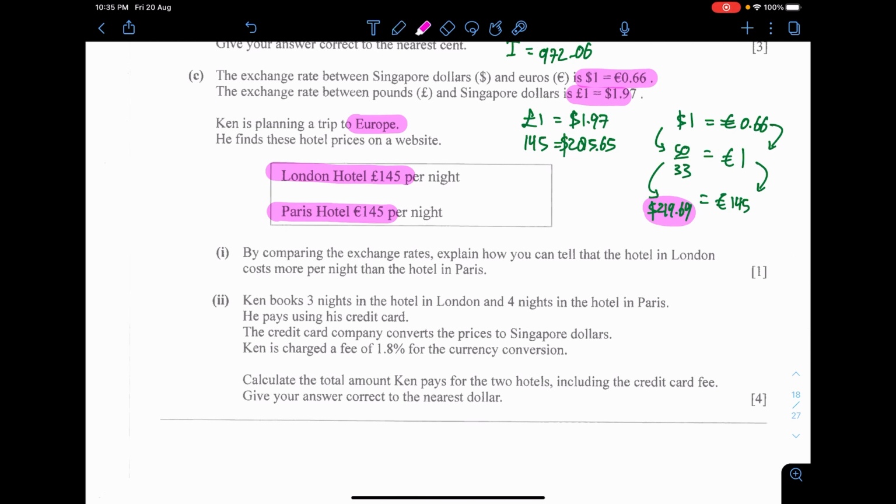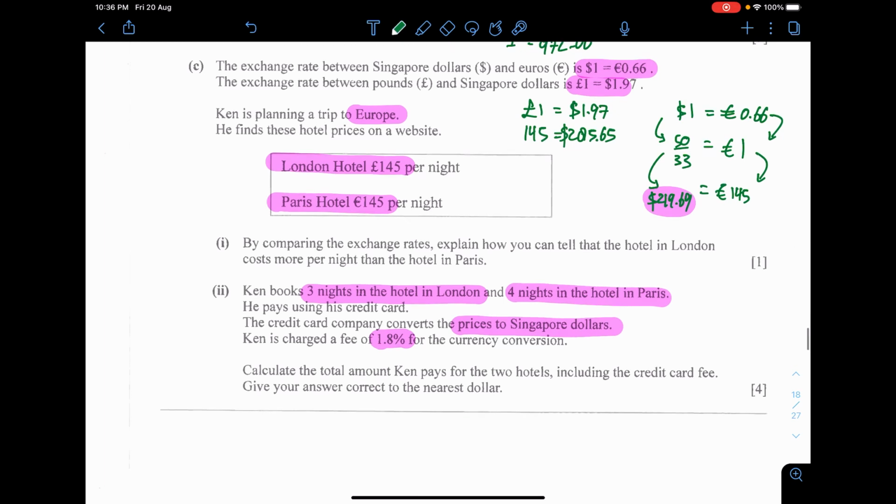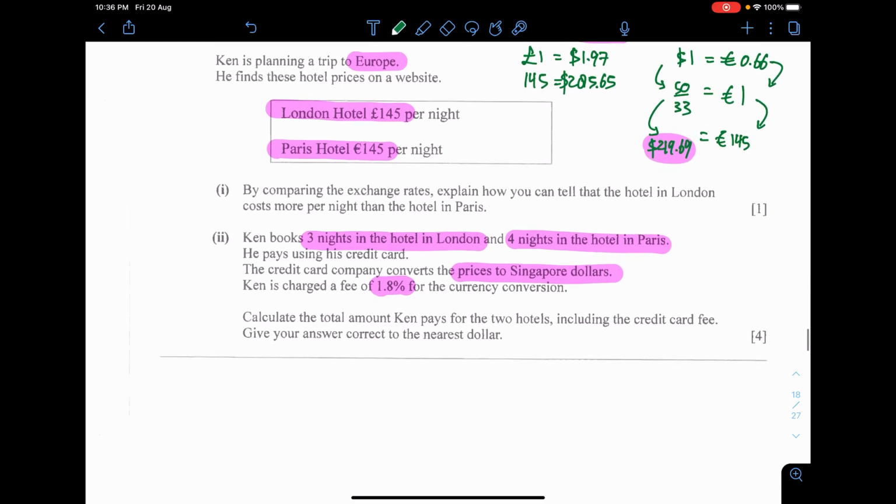Anyway, next. Ken booked 3 nights in the hotel in London and then 4 nights in the hotel in Paris. He pays using credit card. The credit card company converts the prices to Singapore dollars and charges 1.8% for the currency conversion. Find out the total amount of what he pays, including the card fee. So it includes everything basically.